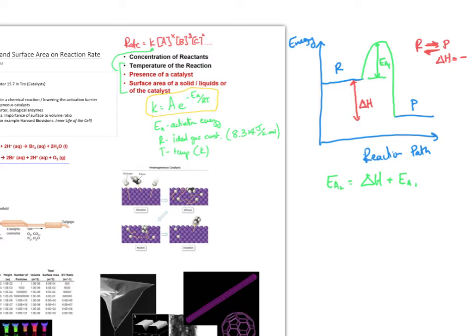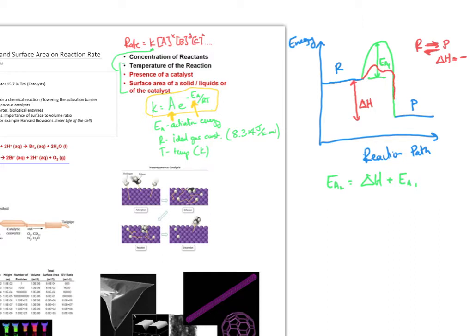All right, so how does a catalyst work? Well, a catalyst works in two different ways. It can either influence the pre-exponential factor, A, or it can influence E sub A. And how does it influence the E sub A? What it does is it might effectively lower this activation barrier.